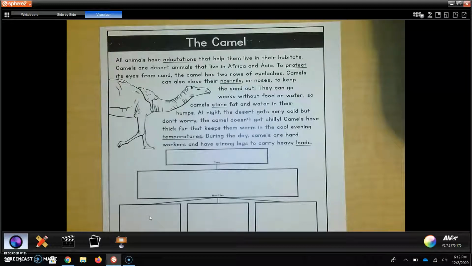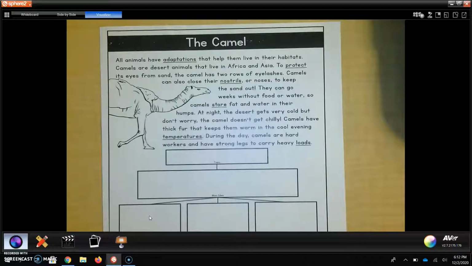At night, the desert gets very cold, but don't worry, the camel doesn't get chilly. Camels have thick fur that keeps them warm in the cool evening temperatures. During the day, camels are hard workers and have strong legs to carry heavy loads.